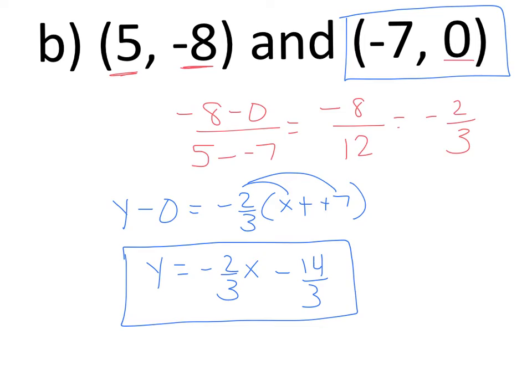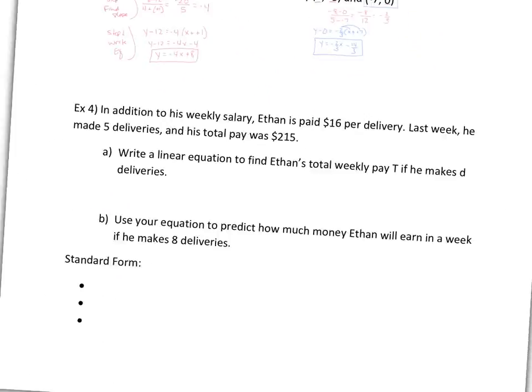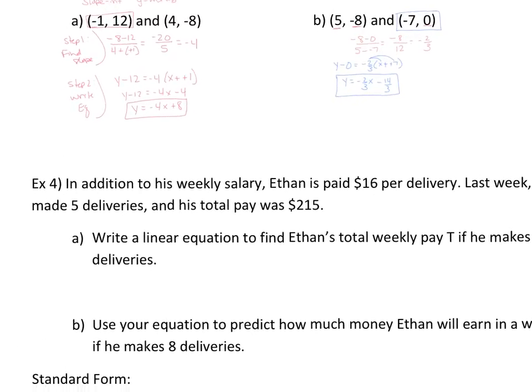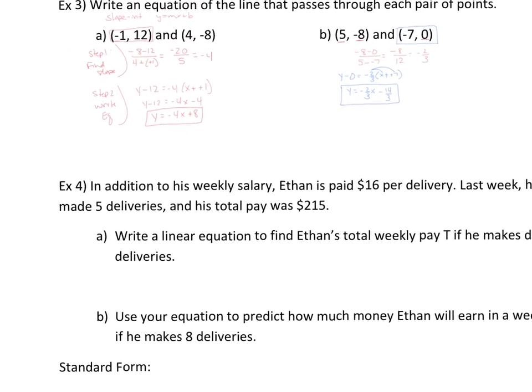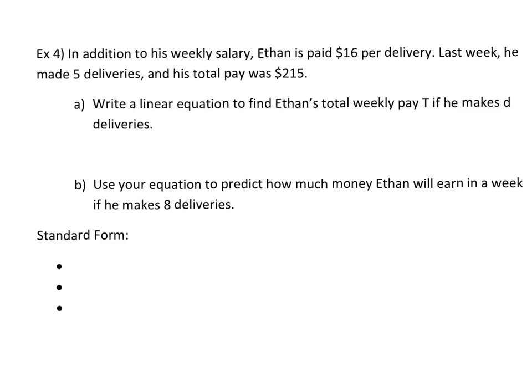Okay? All right, and the last example we're going to do today, example 4. So we're going to take a look. We're not going to get to the standard form yet today. So we're going to look at example 4. Okay? In addition to his weekly salary, Ethan is paid $16 per delivery. All right, I'm going to stop right there because we've already talked about this in class. Per, usually, not always, but normally will tell you slope. Last week, he made 5 deliveries, and his total was $215.